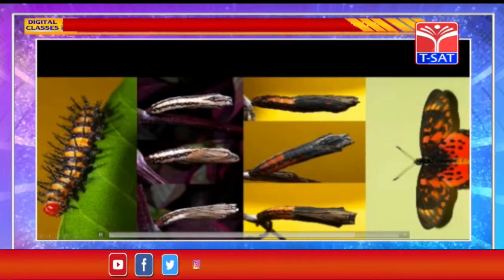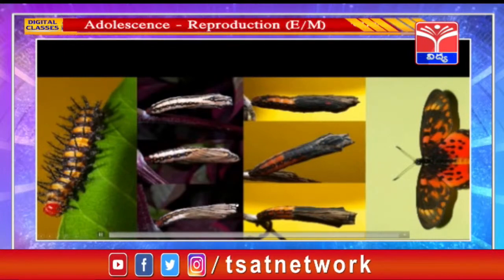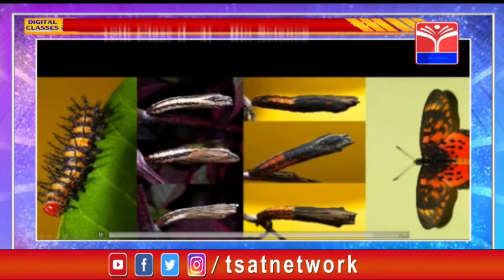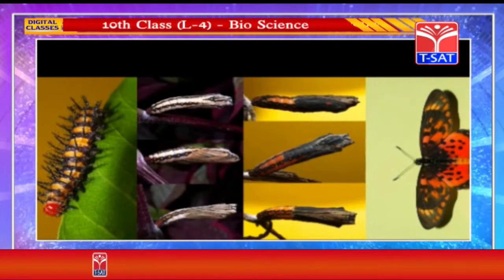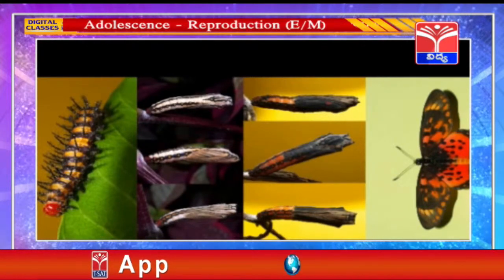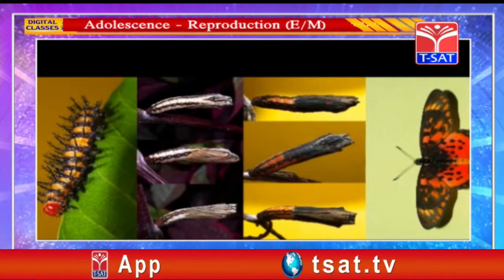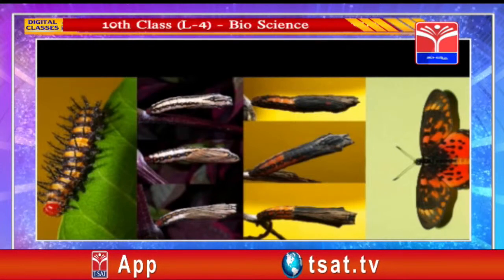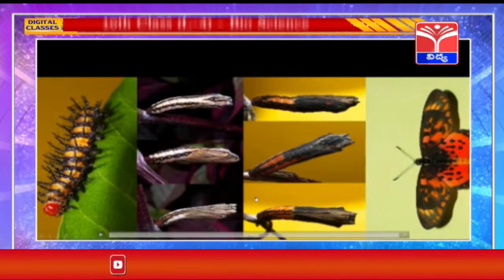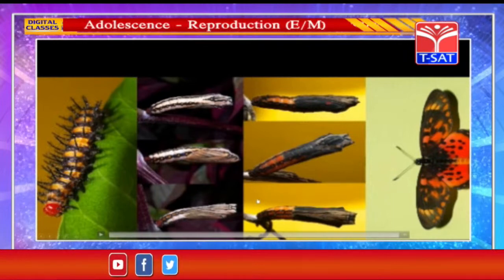After feeding, the caterpillar turns into a pupa. This is the second stage of metamorphosis. Finally, inside the pupa, various changes occur and eventually metamorphosis turns the pupa into an adult butterfly.